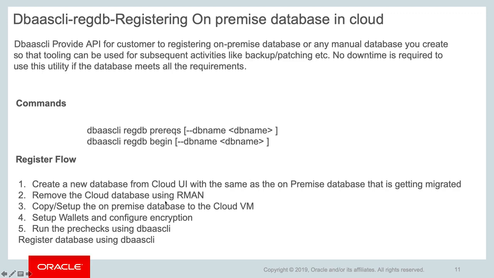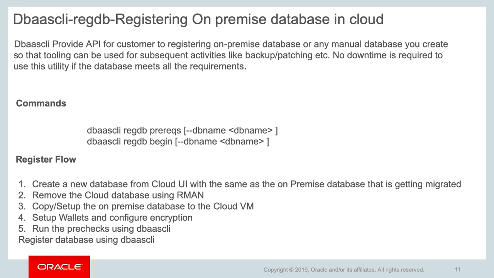Then you are removing the cloud database using RMAN. You are copying or setting up the on-prem database to the cloud VM. You will set up the wallets, configure encryption, and run the prerequisite check using the DIVA CLI. So whatever warnings are coming, apart from the ignorable ones, you can correct them. It could be related to maybe redo log size or control files. So you correct them, and then if there are no warnings, you can continue with the begin operation.